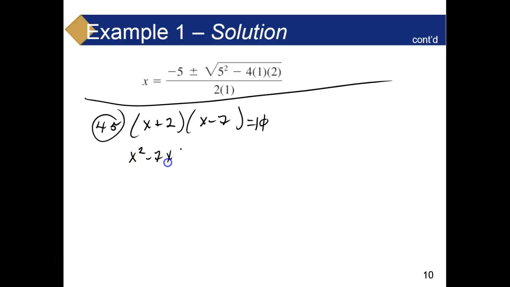Minus 7x plus 2x minus 14 is equal to 10. Okay? What would you do next? Combine like terms. That gives you x squared minus 5x minus 14 is equal to 10.